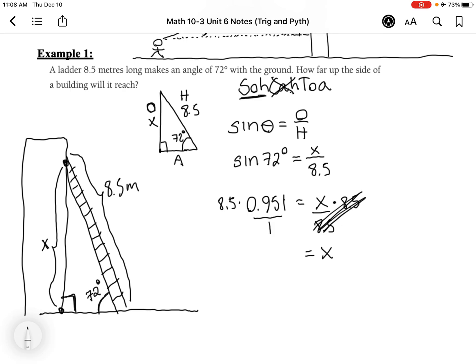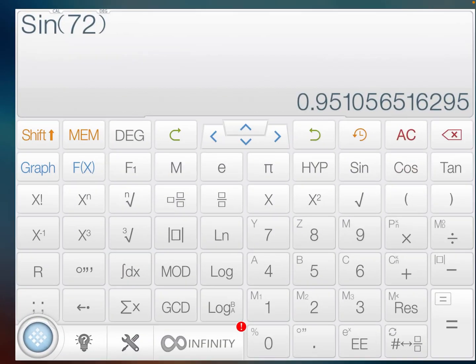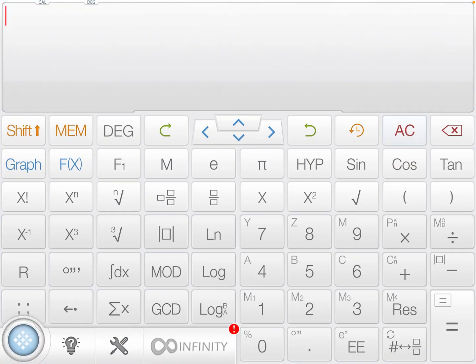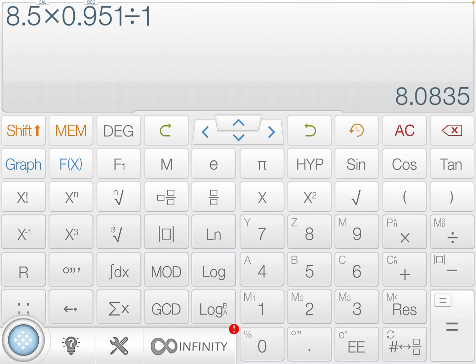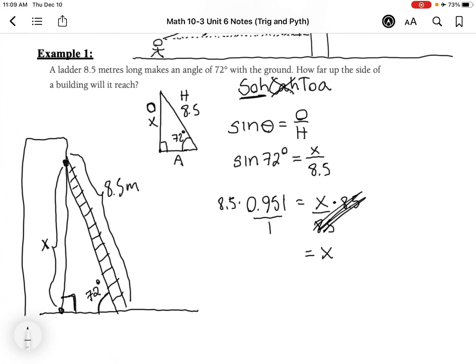So I'm going to enter that into my calculator. Just clear this out of the way. 8.5 times 0.951 divided by 1. And I get, now rounded to the nearest tenth, well, the tenths position is 1 decimal place, so this is a 0. If I look to the right of that, that's an 8. So that means the 0 has to round up. So it's going to be 8.1. So x equals 8.1 meters.